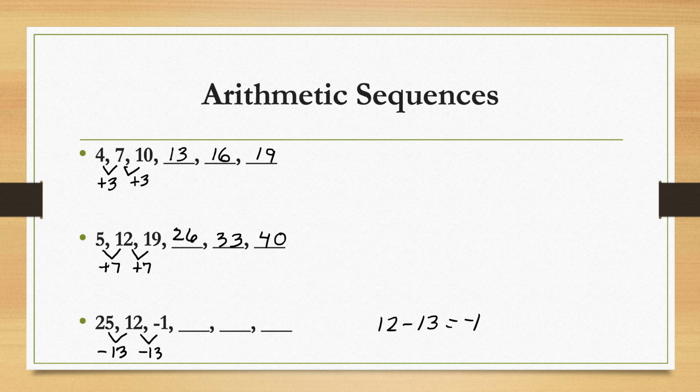So our next one is going to be, let's see, we're at -1. So I'm going to do -1 minus 13. Again, use your calculator if you need to. We see that that's -14. And then we're going to do -14 minus 13. That's going to give me negative 27.